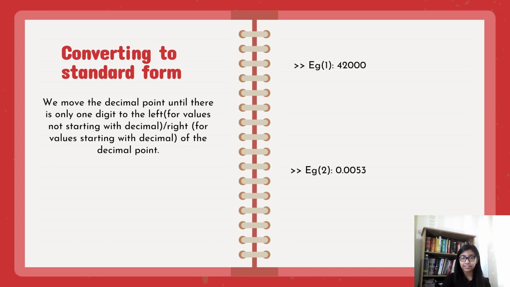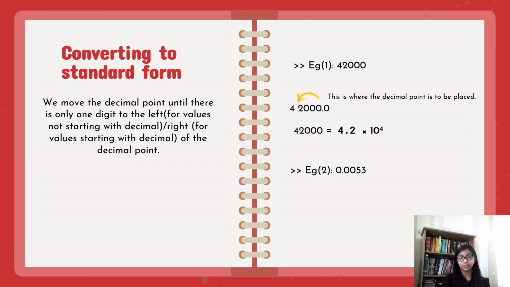We have for the first example 42,000, which we can simply write as 42,000.0, and then we move the decimal point just beside 4, so there is only one digit left to the left side of the decimal point. And so we are skipping 4 places. And we write 42,000 is equal to 4.2 into 10 to the power 4, which gives us our answer.